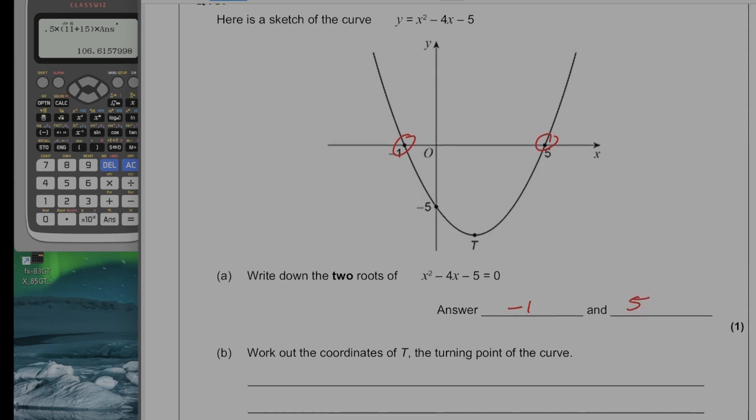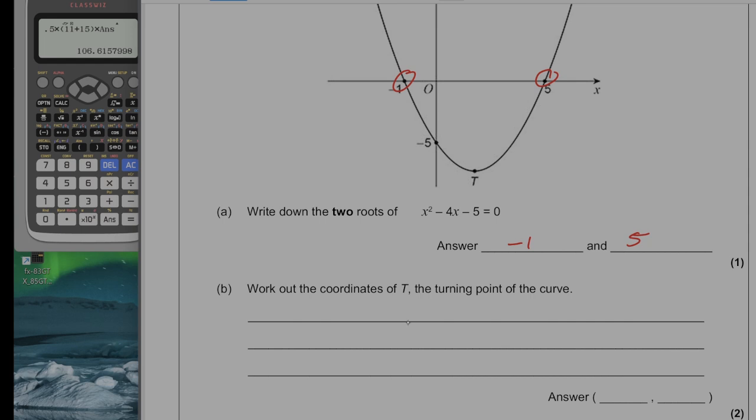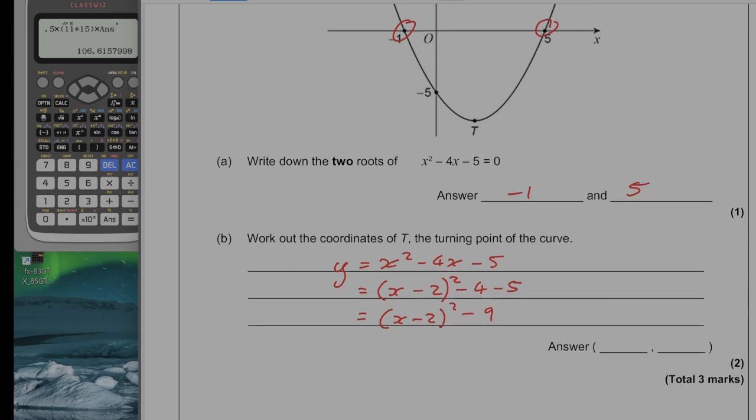Work out the coordinate of the turning point. Okay, so for the coordinate of the turning point, what we really need to do is complete the square. If I call the equation y is equal to x squared minus 4x minus 5, then if I complete the square, that would give me x minus 2 all squared. I'd need to subtract minus 2 squared, so minus 4, minus 5. So that would give me x minus 2 all squared minus 9. Meaning that my turning point is when x is equal to 2 to make that bracket 0, and y would be equal to minus 9.